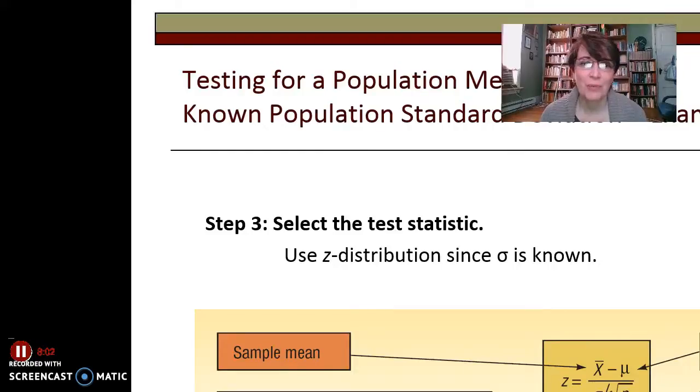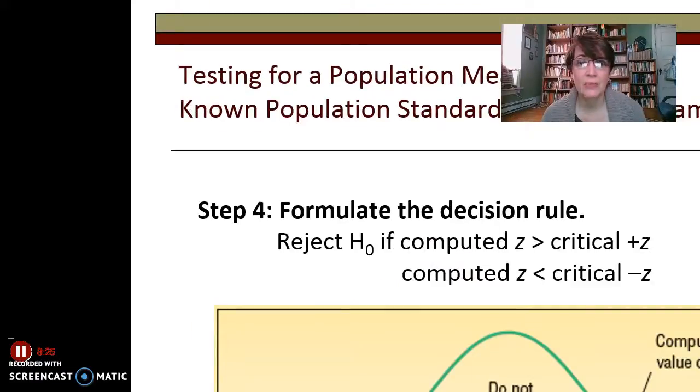Here is a nice little formula for you. Since our standard deviation is known, we're going to use a Z distribution. And Z is going to be equal to our sample mean minus our mu, we've done this before, over the standard deviation divided by the square root of our sample size. So make sure you can identify all of these parts. Let's look and see how this works.